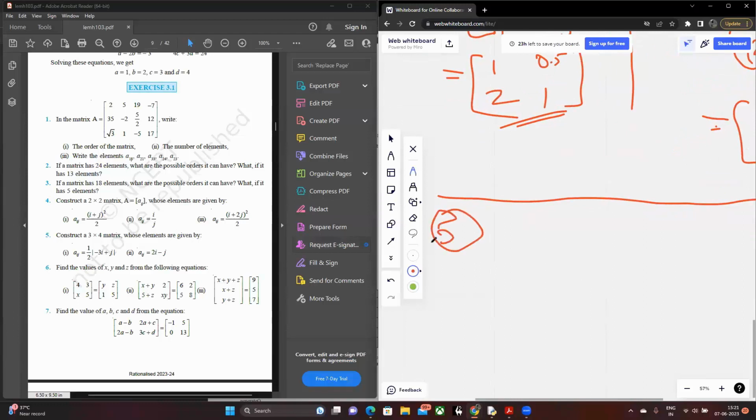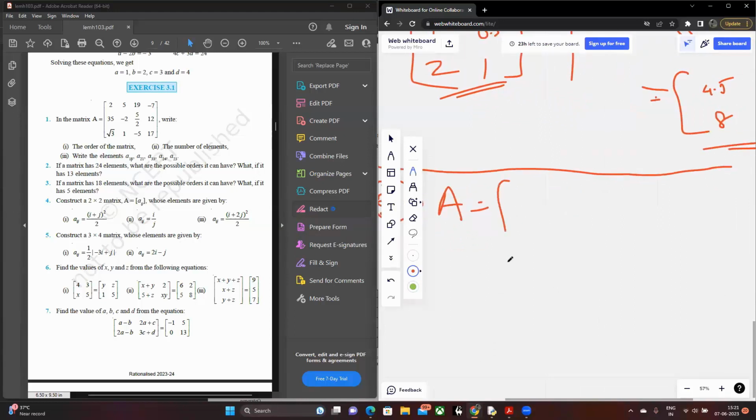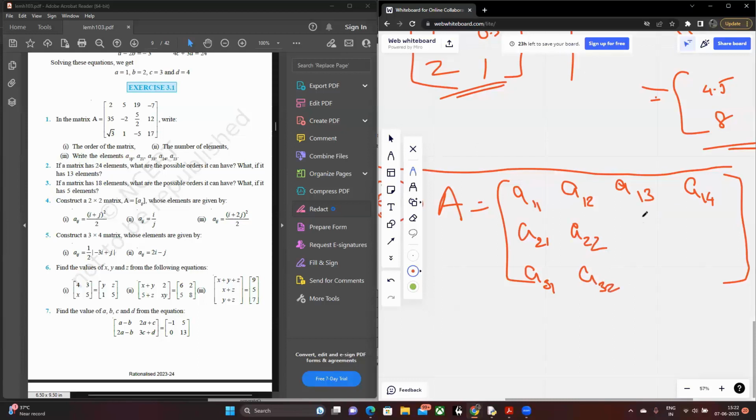Then going to question number 5. Construct a 3 cross 4 matrix whose elements are given by this. Right? So your A here is going to look like A11. It's going to be A12. It's going to be A13. It's going to be A14. Similarly, you're going to have A21. Here A31. And then this is A22. This is A32. It's going to be A23. This is going to be A33. And then there is going to be A24. And there is going to be A34.